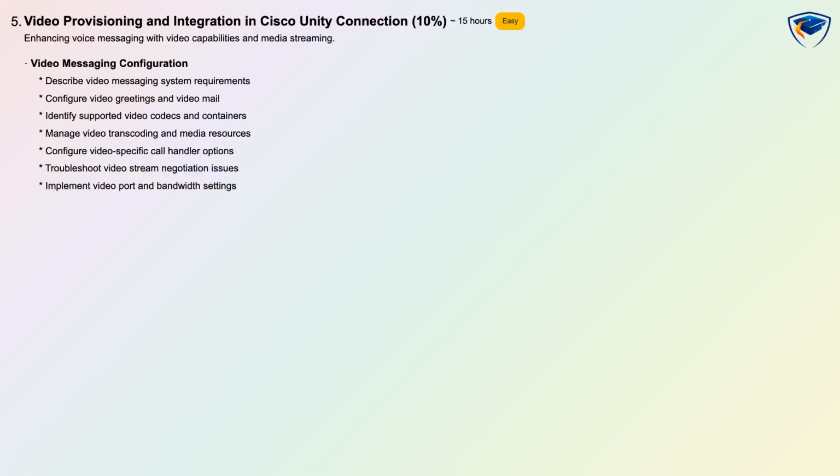Video provisioning and integration in Cisco Unity Connection is 10% and focuses on enhancing voice messaging with video capabilities and media streaming. This easy domain requires about 15 hours of study and is assessed with conceptual and scenario-based items. You will learn video messaging system requirements, how to configure video greetings and video mail, identify supported video codecs and containers, and manage video transcoding and media resources. You will also configure video-specific call handler options, troubleshoot video stream negotiation issues, and set video port and bandwidth parameters to ensure reliable delivery of video messaging.